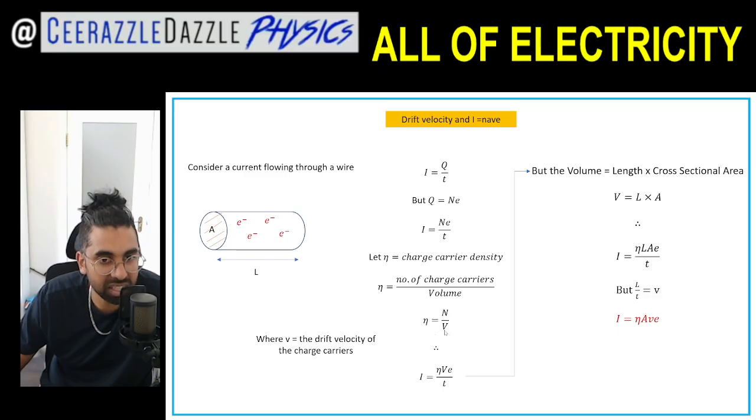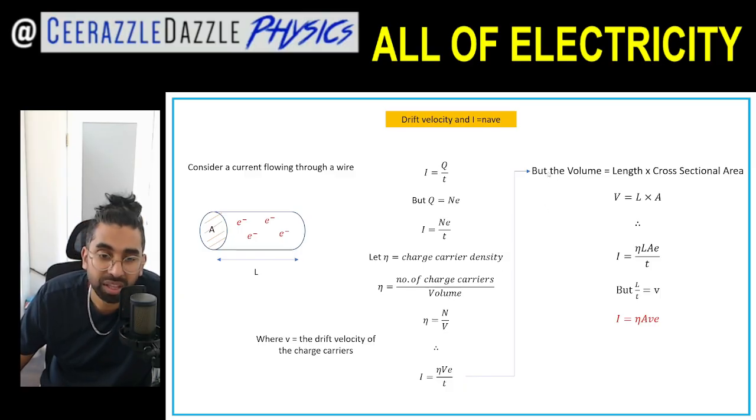Therefore, we can then plug this into here. We're going to replace N with eta V. So I is equal to eta V e divided by t. Don't forget, this is the number of charge carriers per unit volume. Its units are going to be per meter cubed, because obviously it's volume.